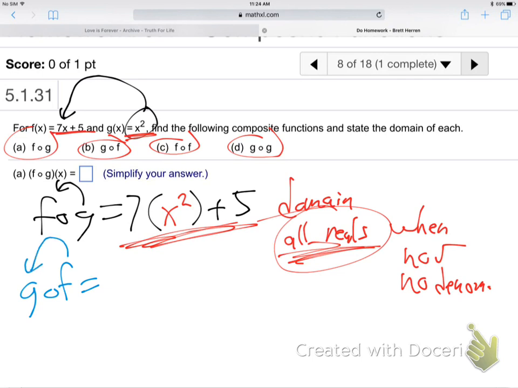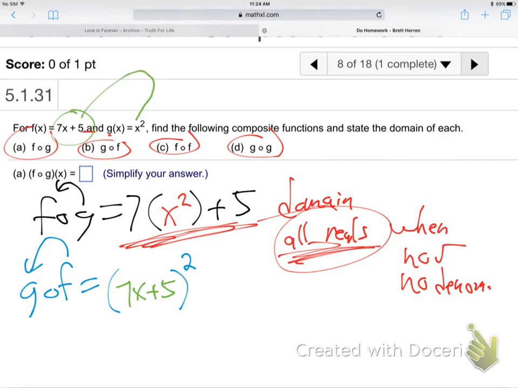So this time I'm putting f into g. So g is whatever squared, and so you're putting all of f in there, right? Does that make sense there? So I put all of f into g. And so then you just got to FOIL that, right?